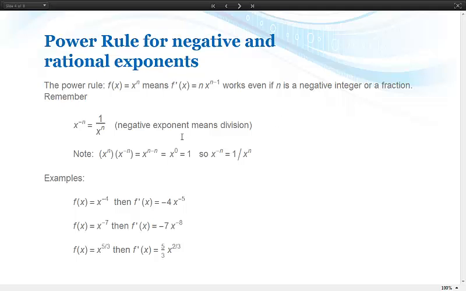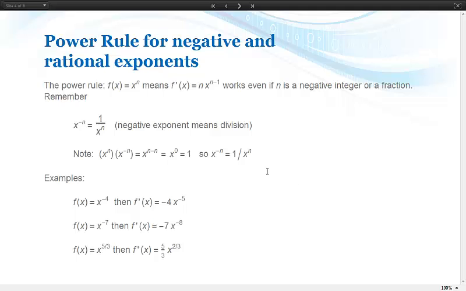Why is that so? Well, consider x to the n times x to the minus n. Remember the rule for exponents: when I multiply, I add exponents. So this means x to the n minus n, or x to the 0. And anything raised to the 0 power is 1, as long as x isn't 0. So what have I shown? X to the n times x to the negative n gives me 1, so they must be inverses, reciprocals of each other. So x to the minus n must be 1 over x to the n.